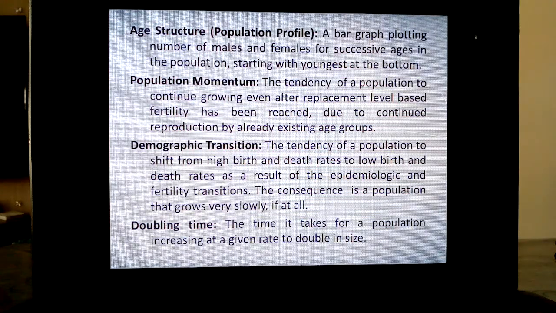Doubling time, the time it takes for population increasing at a given rate to double in size. Suppose if you take children, the number is 2 people, the maximum increase will be 4. If the number is 2 million, the doubling time, the time limit is same, but the doubling is 4 million it becomes, isn't it? So that is also one of the reasons.